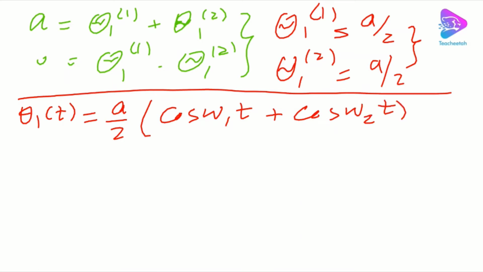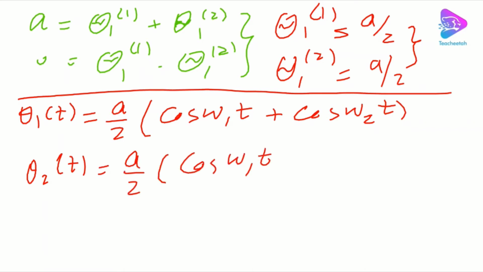This is the first response of the system, or the response of the first mass, and theta 2 of t is equal to A divided by 2 times cos omega 1 t minus cos omega 2 t. Interesting, right? We found the response of the system as the question requested. So now I want to start discussing the beating phenomenon, but before we continue on that, I want to remind you of some trigonometry relationships.